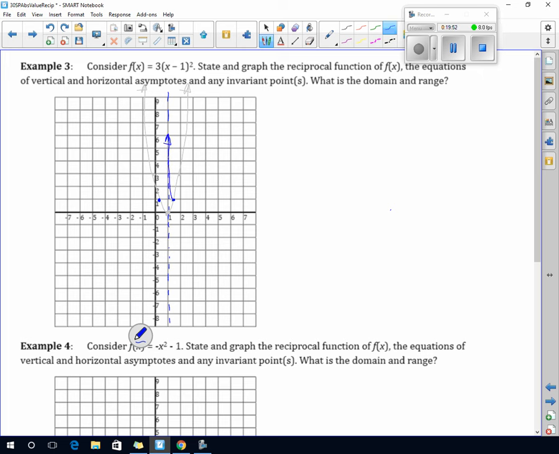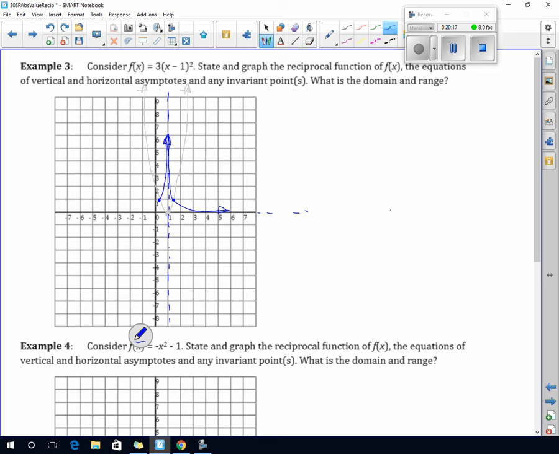What's going to happen on the other side of the vertical asymptote? Anybody can tell? It's going to be the same thing, but it's going to be a reflection. So here it's small positive, so it becomes big positives. And big positives become small positives. Okay.